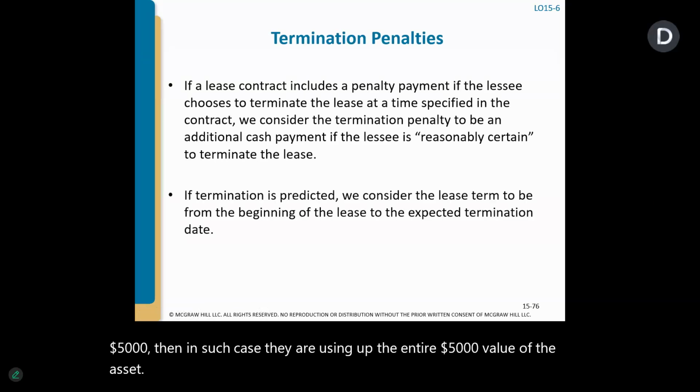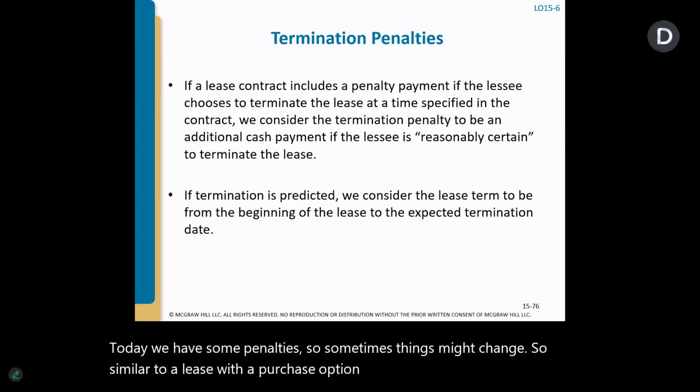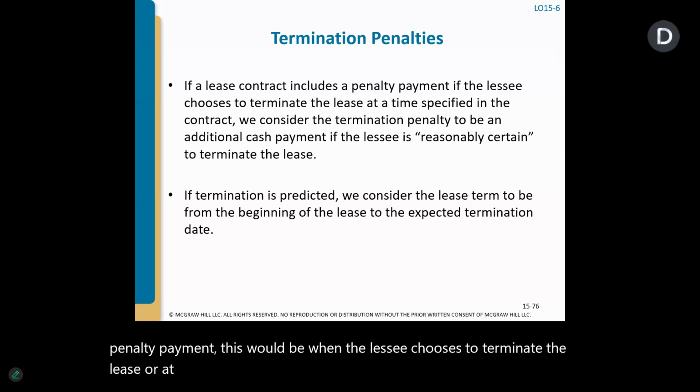So here we have some penalties. Sometimes things might change. Similar to a lease with a purchase option, if a lease contract includes a penalty payment, this would be when the lessee chooses to terminate the lease or at a time specified in the contract. So termination is something to keep in mind.